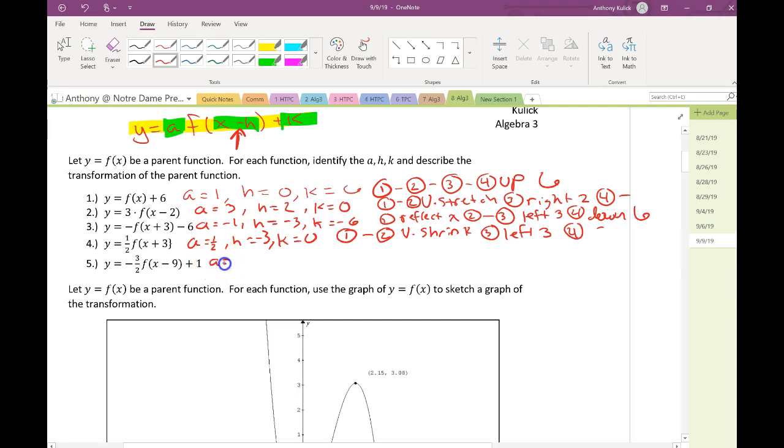And the last one, a is good, h is good, and k is good. Everybody happy with that? For 1, a is negative, so we have that reflection. For 2, the magnitude of a is greater than 1, so we have a vertical stretch. For 3, h is positive 9, so we're going to go right 9. And for 4, k is positive 1, so we're going to go up 1.